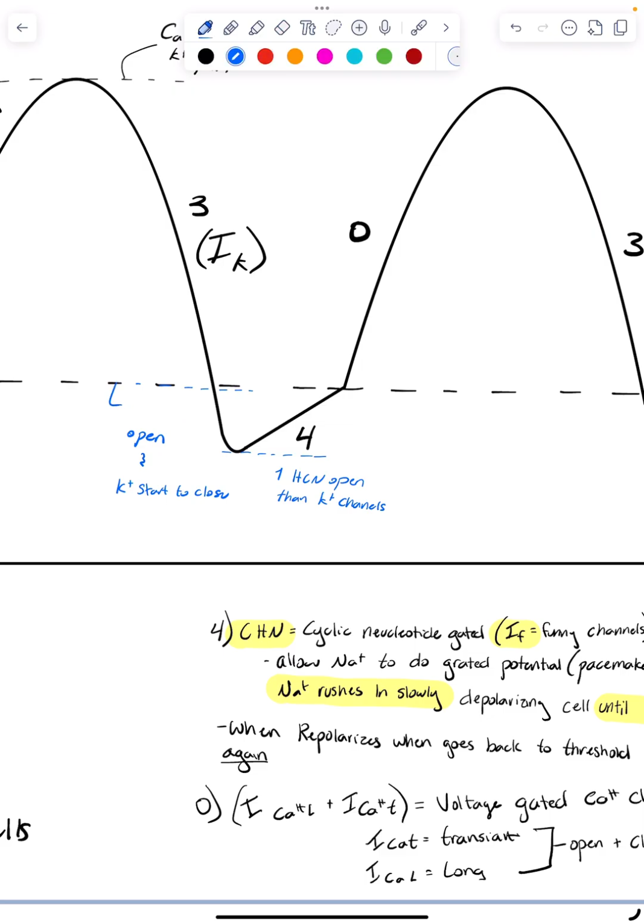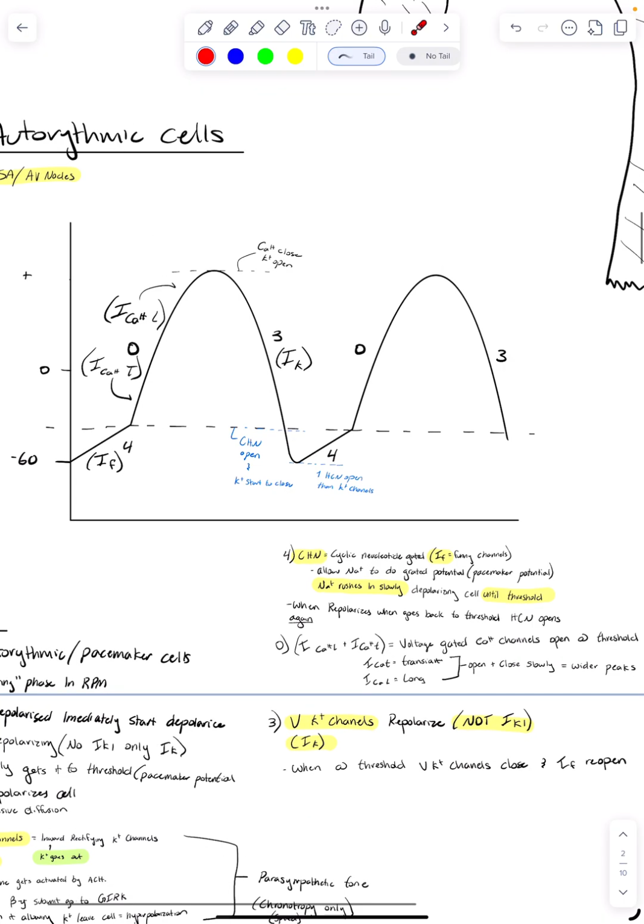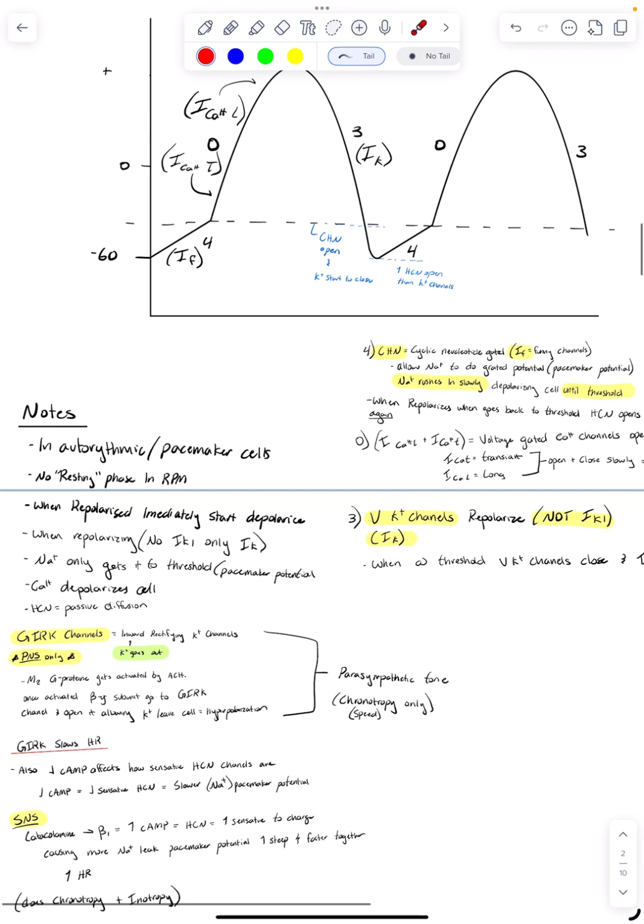They are the HCN channels. So once it hits threshold here, then these HCN channels will open, and these potassium channels will start to close, causing it to stop repolarizing, and it won't hyperpolarize, and it will just start again. And that's how this system starts. It can be slowed down or sped up by innervations, which we have already talked about.